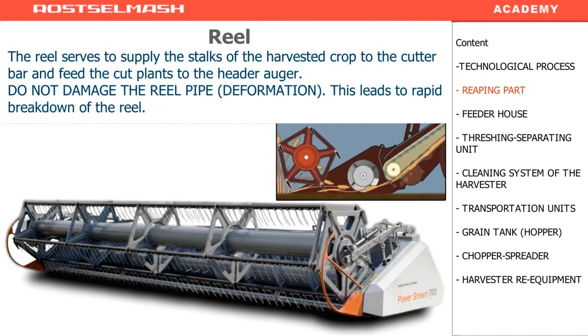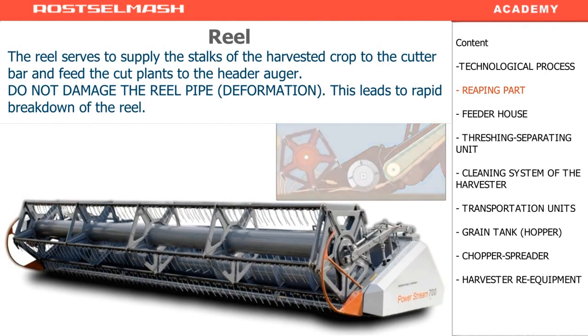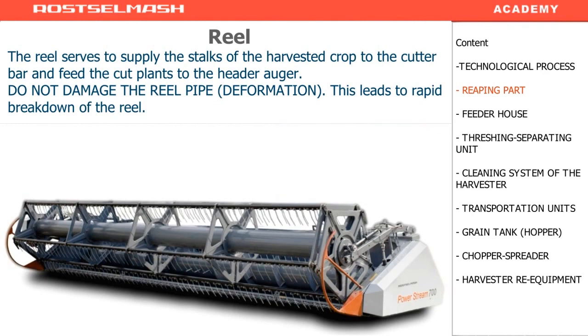It is activated automatically together with a feeder house drive. Any deformation of the reel tube is strictly prohibited. When transporting, make sure that the reel tube is not bent. If it's deformed in the process of shipping, the shipping company bears responsibility for it.